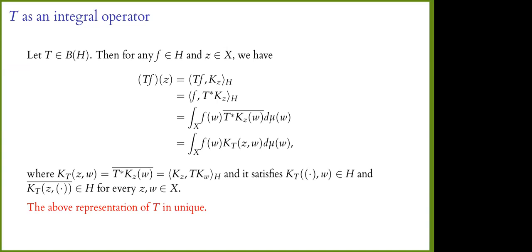So due to the reproducing kernel Hilbert space nature of H, whenever we have a bounded operator T, it can be represented as an integral operator of the form integration over X of f of w times K_T of z comma w d mu of w, where the integral kernel K_T is exactly the inner product of K_z with T K_w, and in fact it also satisfies these two conditions. Since the kernel satisfies these two conditions, the representation of T in this integral form becomes unique. So we are interested to study this kind of unique integral representation for a class of operators in this talk.